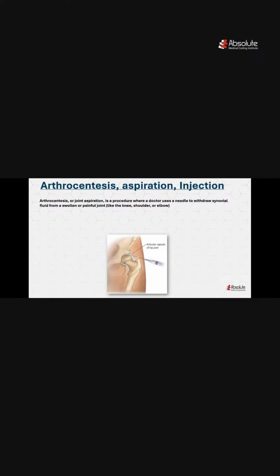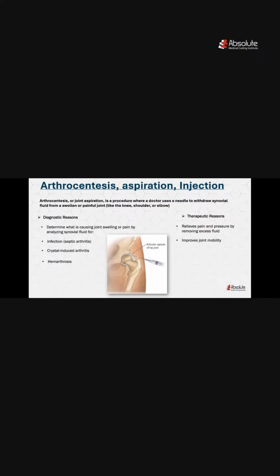And there are two main reasons arthrocentesis is performed. It can be done for diagnostic reasons and for therapeutic reasons. So diagnostic reason, arthrocentesis really helps to determine the cause of the joint pain or the swelling by analyzing the synovial fluid for infection, arthritis, etc. And second is the therapeutic reason. So a patient with a swollen knee or a swollen joint, by removing the excess fluid, it relieves the pain and the pressure, as well as it improves the joint mobility. Right. So that is about the arthrocentesis procedure.